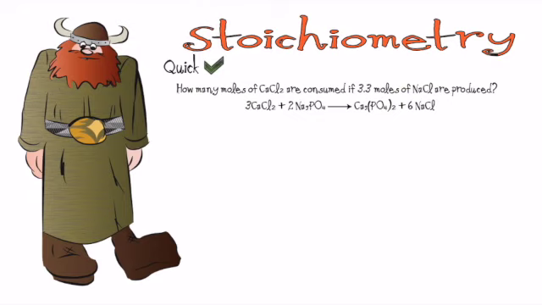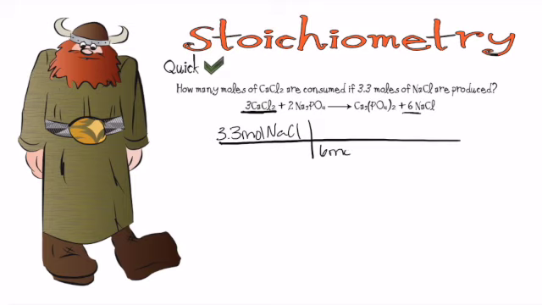How many moles of calcium chloride are consumed if 3.3 moles of sodium chloride are produced? So we have 3.3 moles of sodium chloride. We're looking at our mole ratio. It's 6 moles of sodium chloride to 3 moles of calcium chloride. So our 6 moles of sodium chloride go at the bottom, the 3 moles of calcium chloride go at the top, and we get 1.65 moles of calcium chloride.